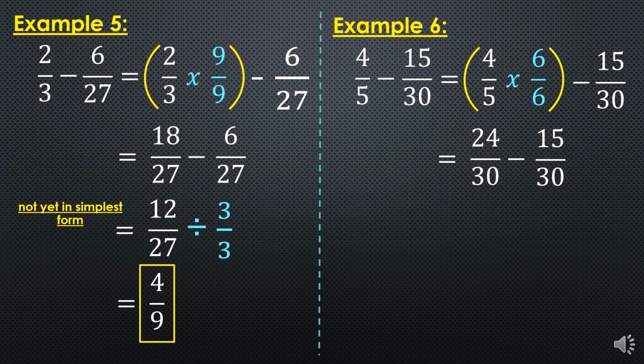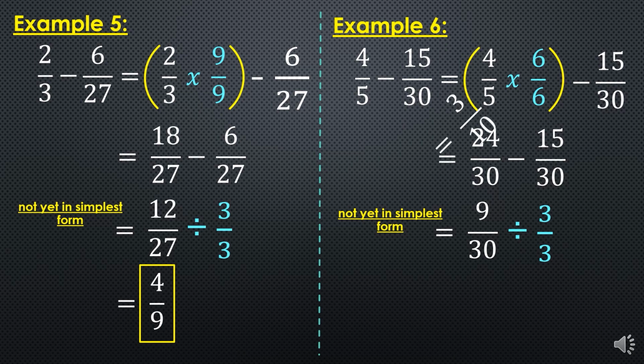We can subtract. 24 minus 15 equals 9. And then copy the common denominator, which is 30. But 9 over 30 is not yet in simplest form because we can still divide it by 3 over 3. 9 divided by 3 equals 3. 30 divided by 3 equals 10. Therefore, our final answer is 3 over 10.